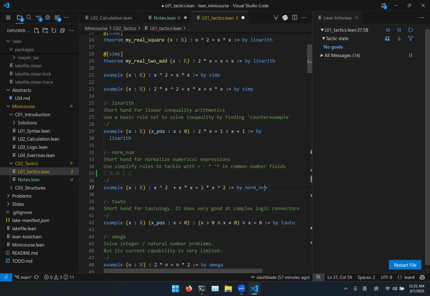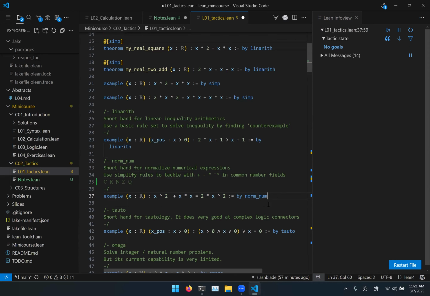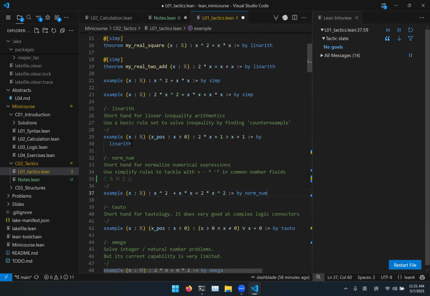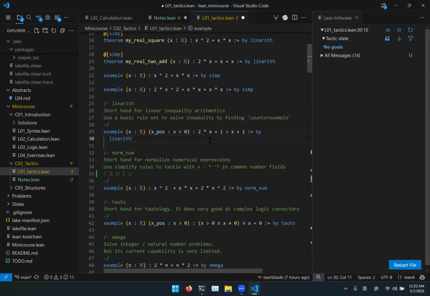So the difference between norm_num, linarith and simp is that norm_num does not need to close the goal. If it fails to solve the goal, you can just use other tactics later on. But if linarith does not solve the goal, it will just fail, and you cannot use this tactic.